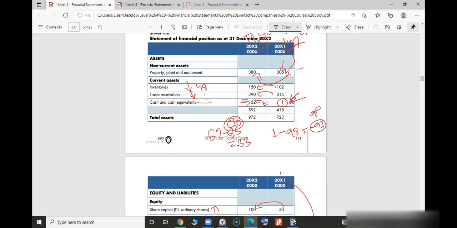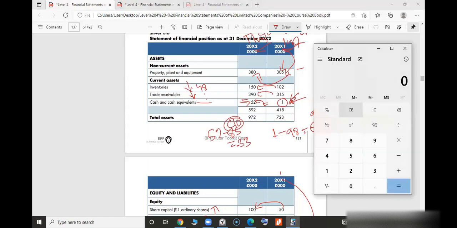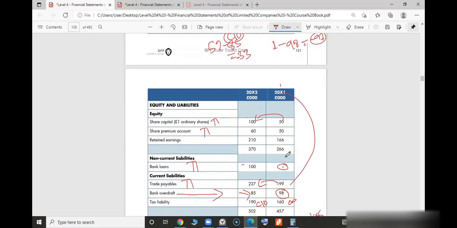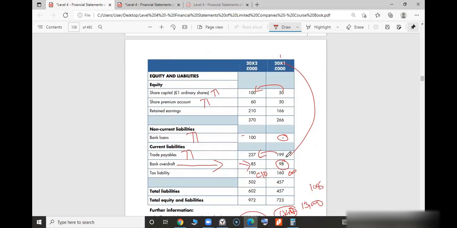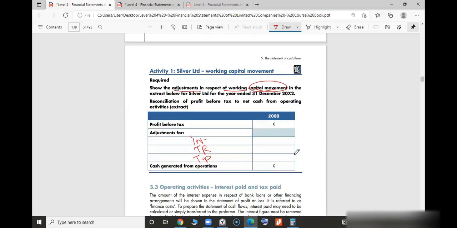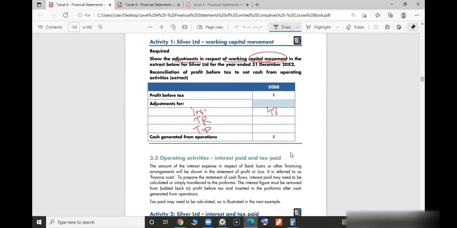Thank you, people. Write me the next one. Your receivables 390 minus 315. 75, yeah? 48, 75. Both of these are minus. Oh my gosh. I got 75. It should be 75. I can see a 5 there. Check your answer here. Before I forget, let me write it down. 48, 75. Both of these are minus.